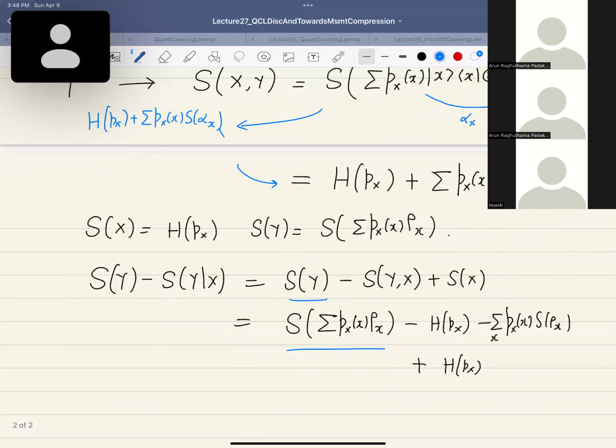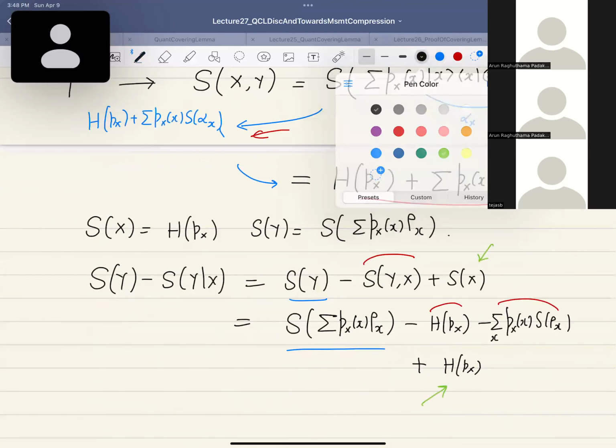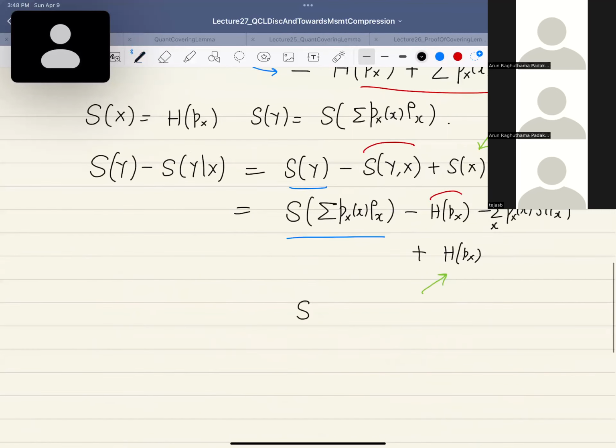Then this component is this plus this, that comes from here, which came from here. And finally, this S of X is essentially this. So I get S of Y, so I get exactly what we got yesterday. So I'm just writing the summation P_X(x) rho_x minus the summation P_X(x) S of rho_x.